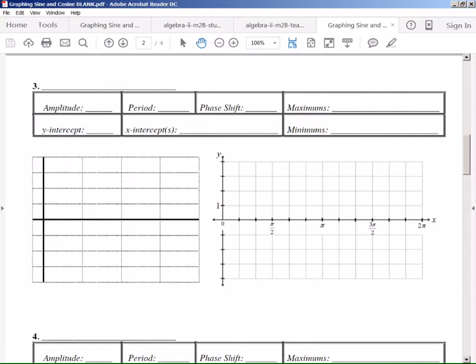Now what happens when there's other stuff happening to the graph? Like what does it look like? Well, I'm only going to do sine functions for this, but cosine functions follow all the same rules as sine functions, except cosine starts at 1 instead of at 0.